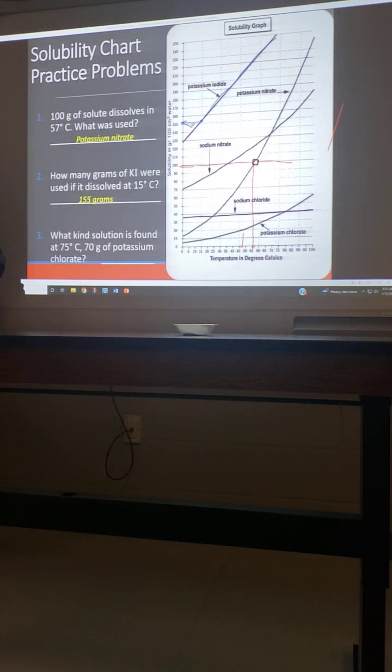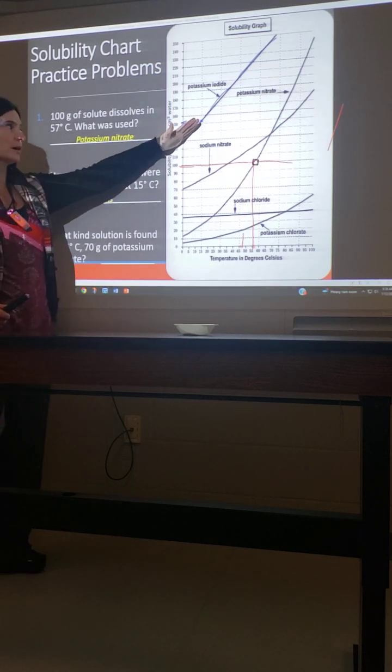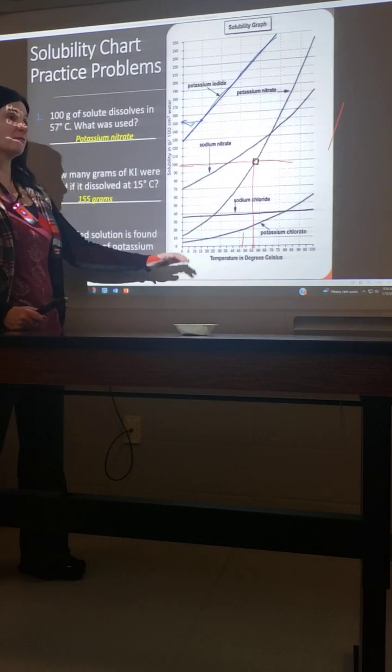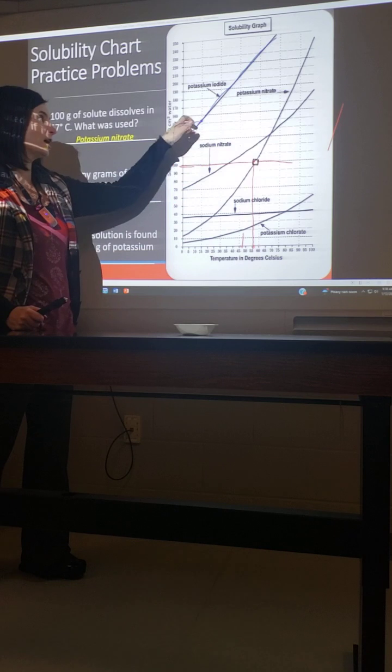These are usually going to be an average or an estimate. This is just using a graph, right? It's nothing too extreme or intense. It's just making sure you're looking at the correct line, and that you understand that temperatures are down here. If it's asking for grams, you go from the temperature, hit your line, and go to your grams.